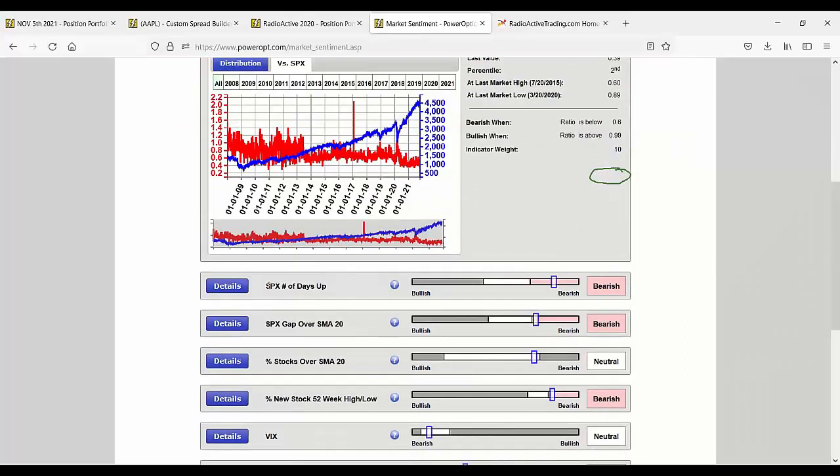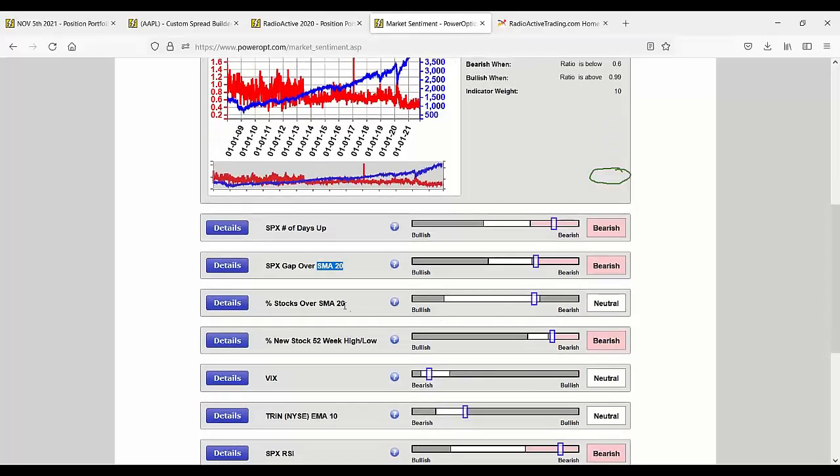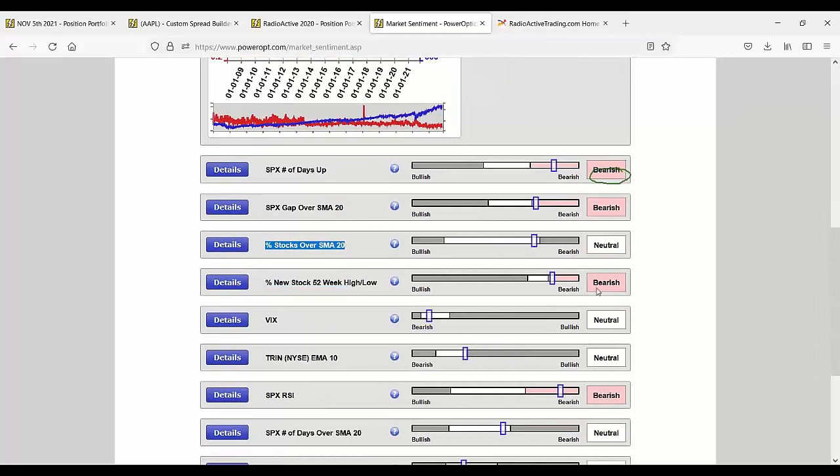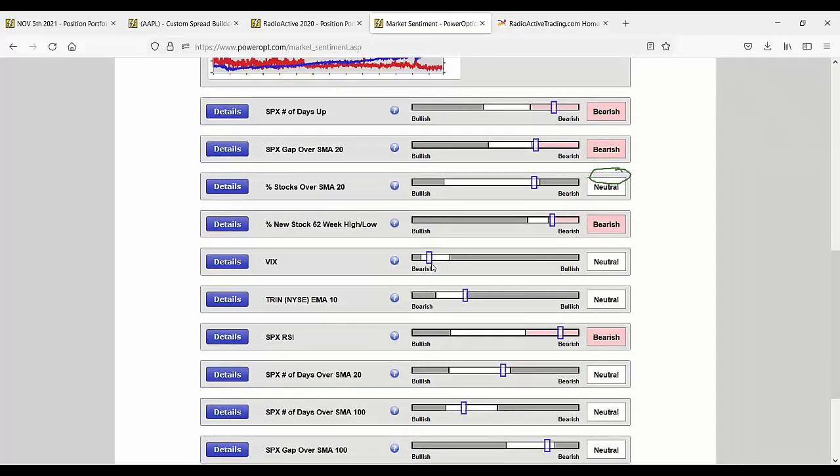It reverses. Number of days SPX up, that's bearish. The gap over the SMA 20 historically, that went bearish. Percentage of stocks over their 20-day moving average, that's getting close to bearish. New stock 52-week highs and lows, that's bearish. VIX is holding in the middle.